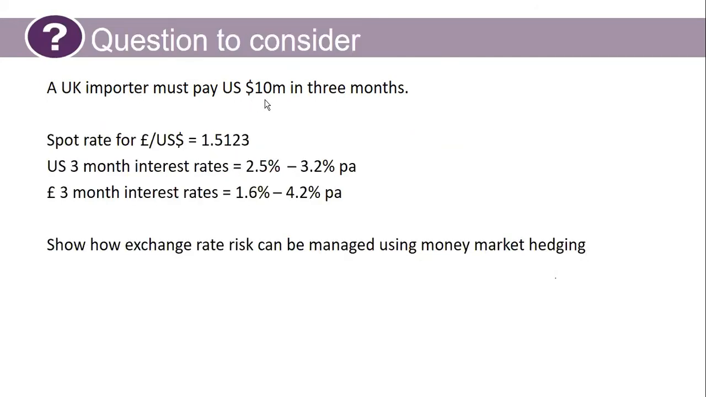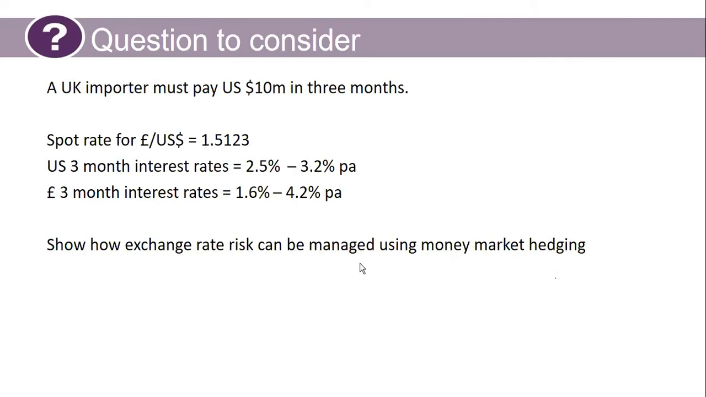So a UK importer must pay 10 million dollars in 3 months. Spot rate for pound sterling and USD is 1.5123. US 3 months interest rates are 2.5% and 3.2%, like before. And pound sterling 3 months interest rates are 1.6% and 4.2%. Show how exchange rate risk can be managed using money market hedging.